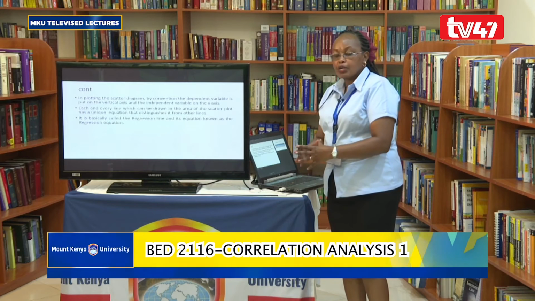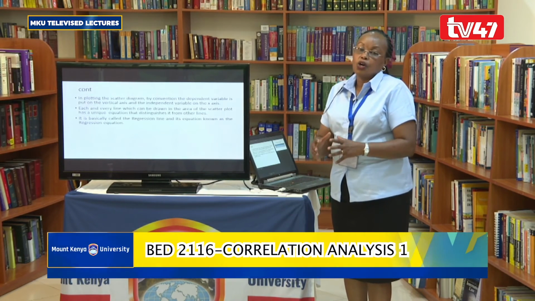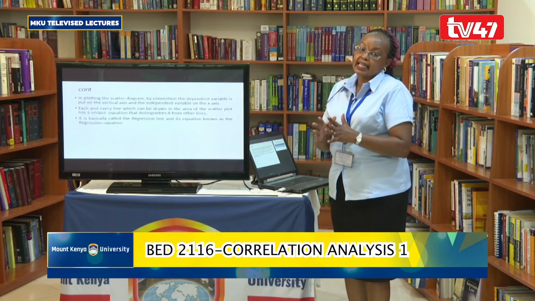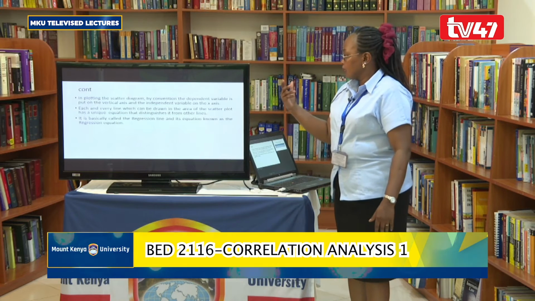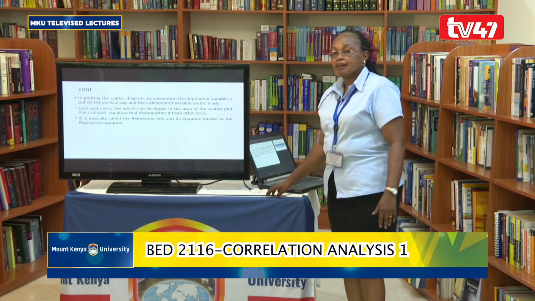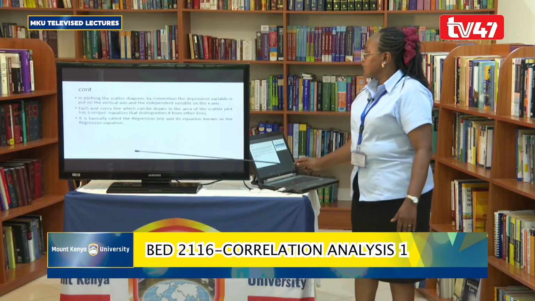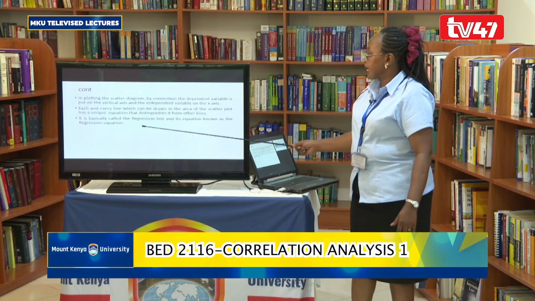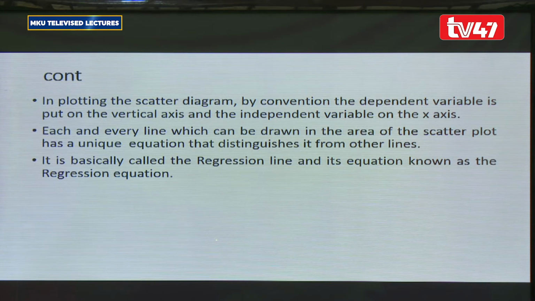Now, anytime that we come up with that line passing through most of the points, we call it the best line of fit. And that line is a very important line because it is what in later statistics we are going to look at as what we call the regression line. And getting that regression line will proceed to being able to calculate and establish its equation.